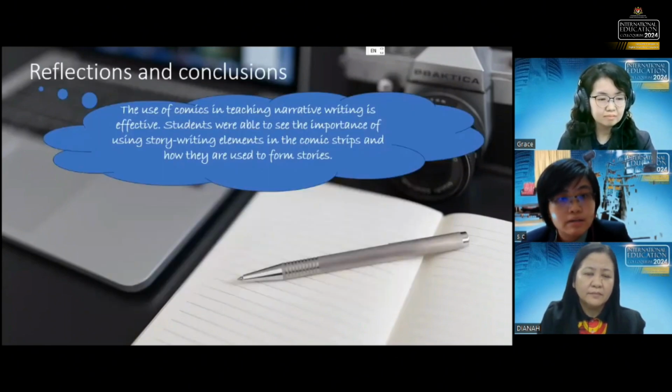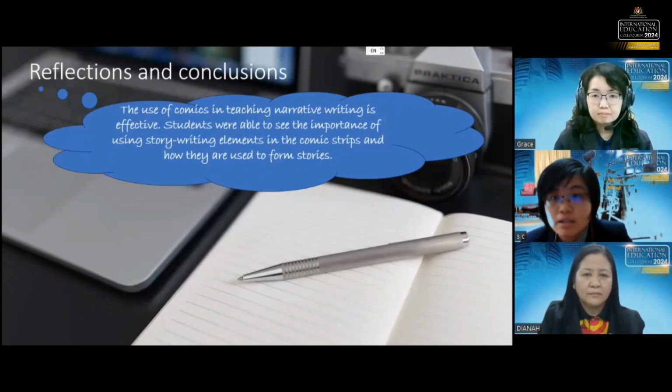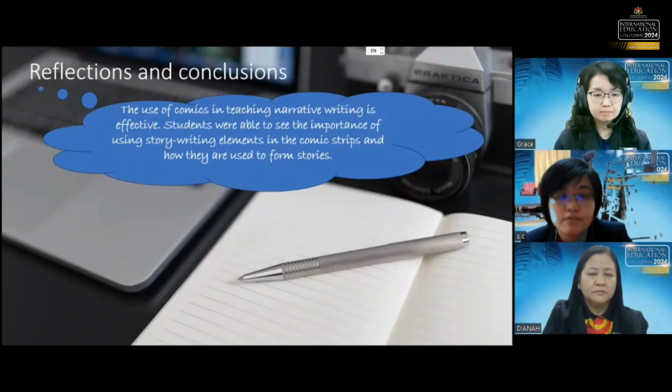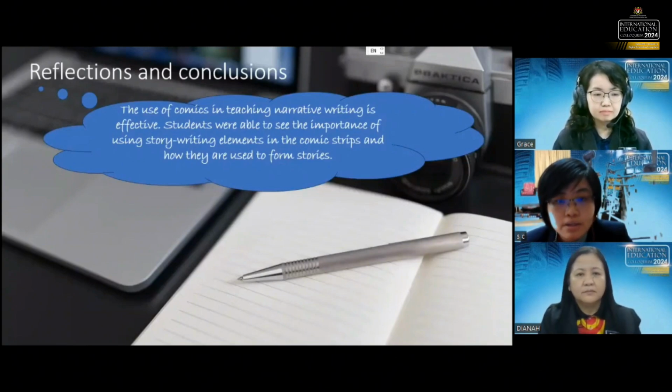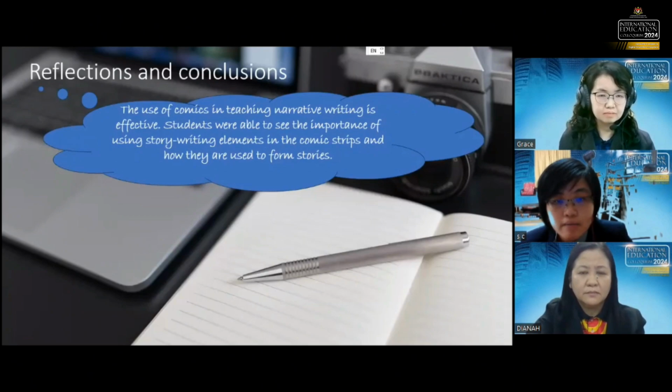Based on the results of the research, it's clear that the use of comics in teaching story writing is effective. Students were able to see the importance of using story writing elements such as setting, dialogues, and a short timeline in the comic strips and how they are used to form stories. However, the results of the study show that changes in students' motivations were not significant.